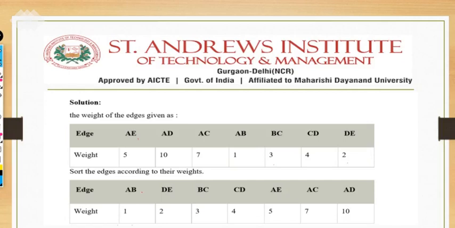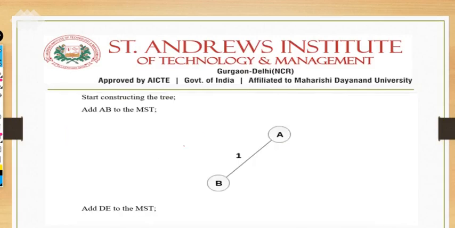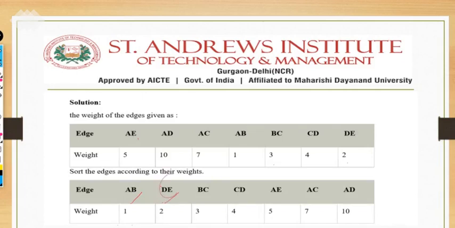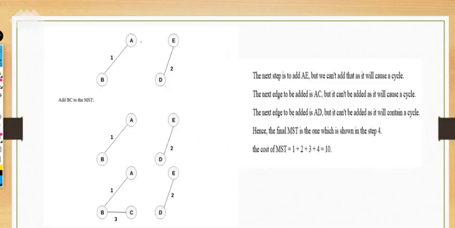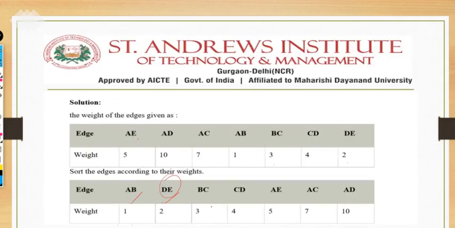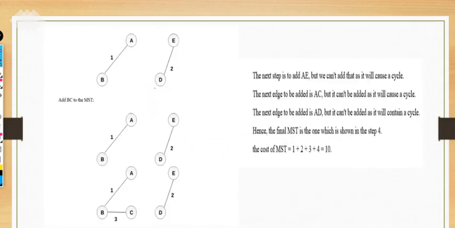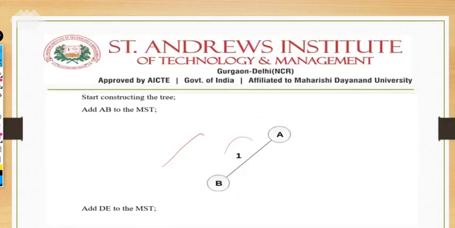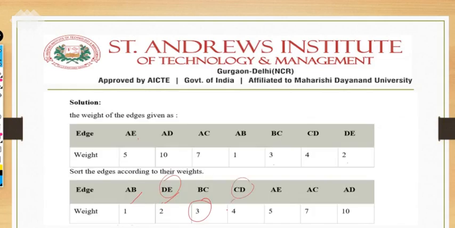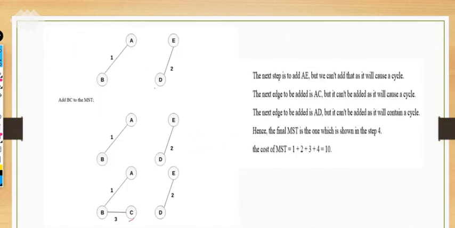Okay, so first take the AB edge. Yes, we will take it. So we have taken AB as 1 because it's the minimum edge weight here. Next we will take 2 with DE. So I'm taking here, in step 2, AB and DE separately. Okay, the next one we have is BC as 3. Now we have to draw AB, DE, BC as 3. Then after that we have CD as 4, right? So next we have CD as 4, right?